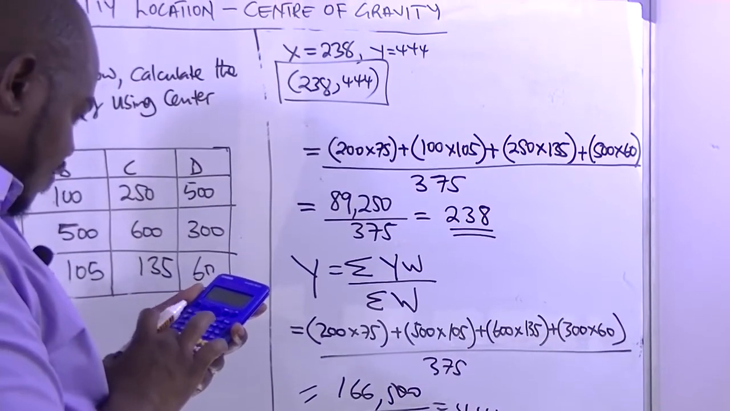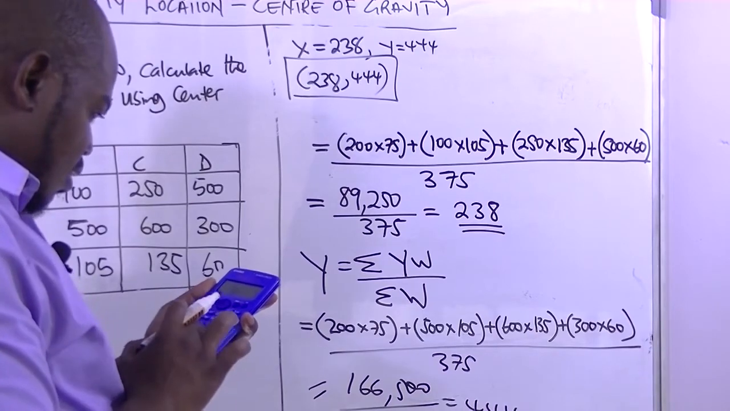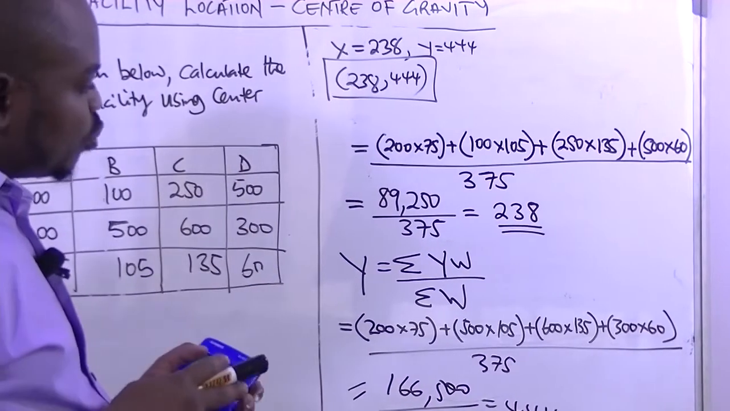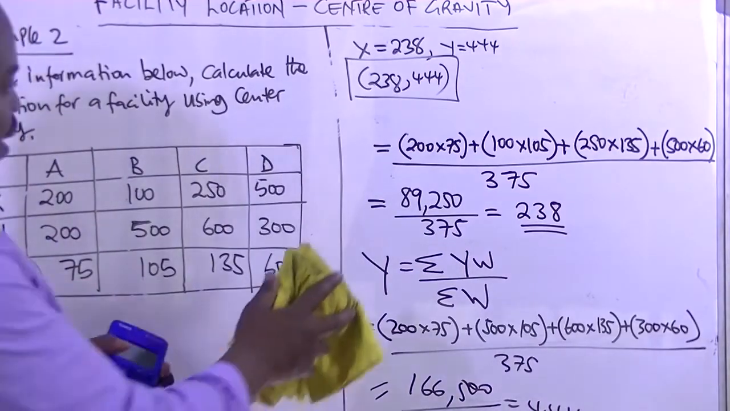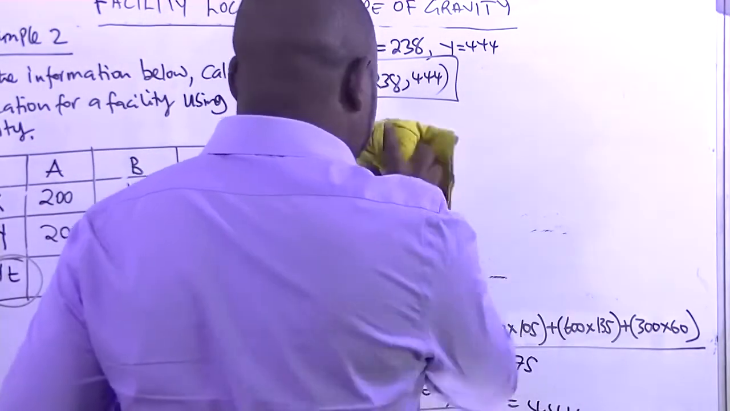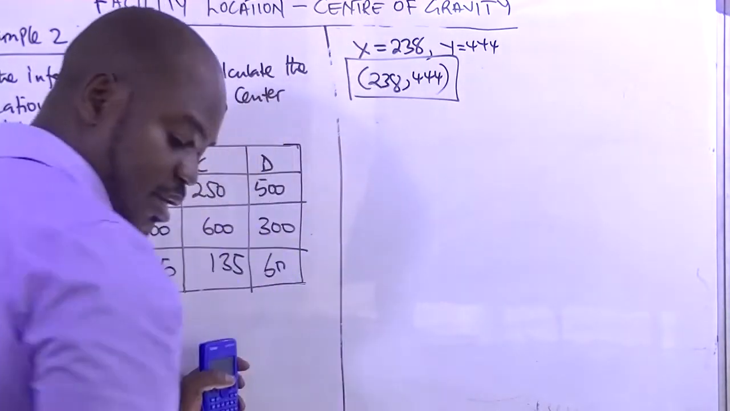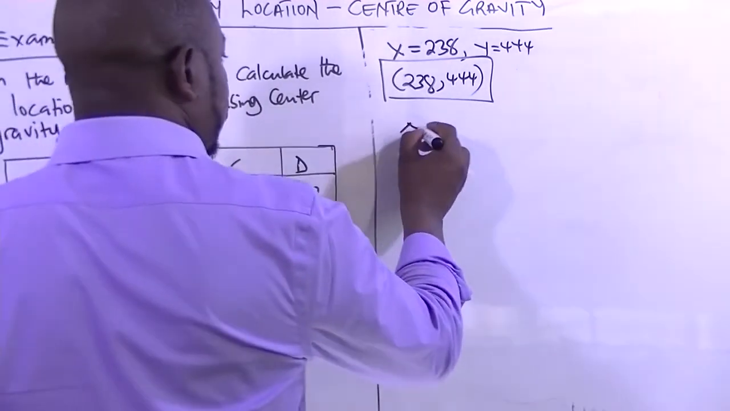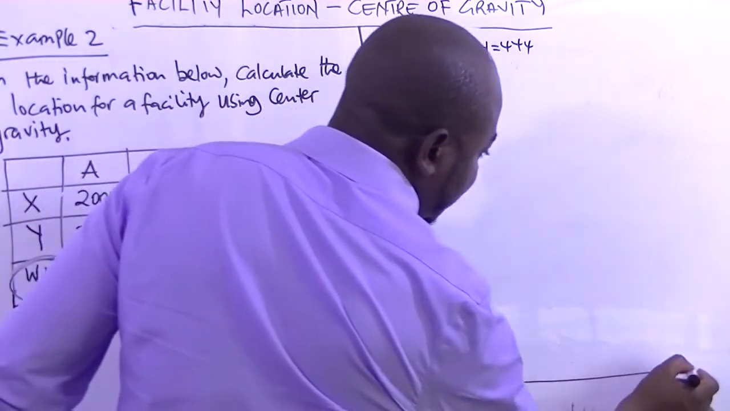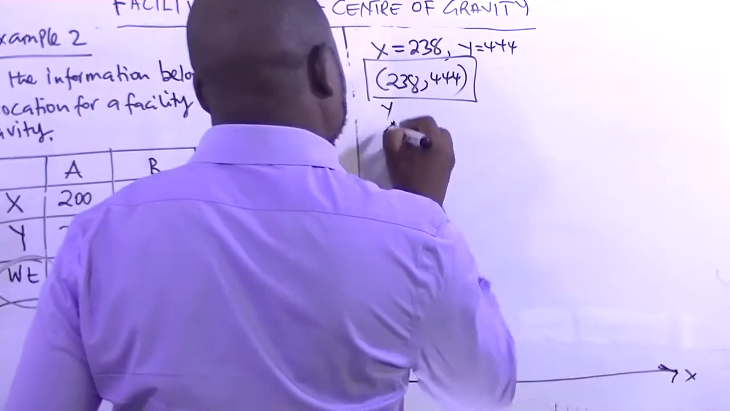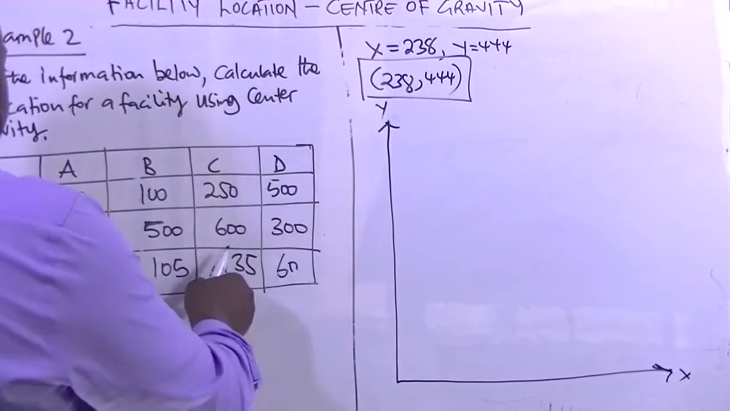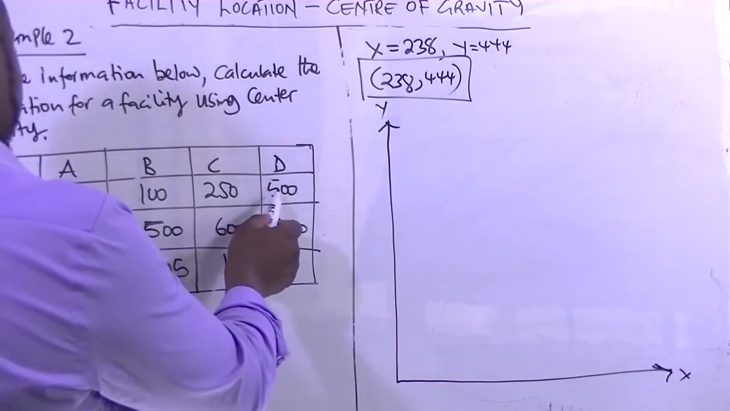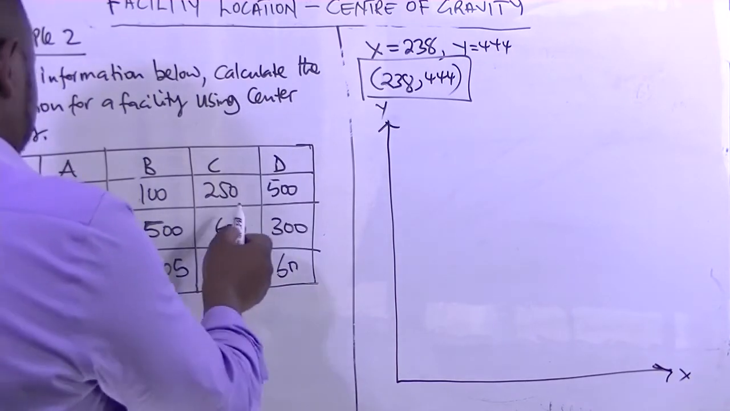So this is the ideal location where I need to put the facility, and if we want to convince the examiner, we can even plot this to indicate that it will be the central location. This will be our Y. This will be our X coordinate. Let me look at the numbers. The highest number on the X's is 500, and on the Y's it's 600.